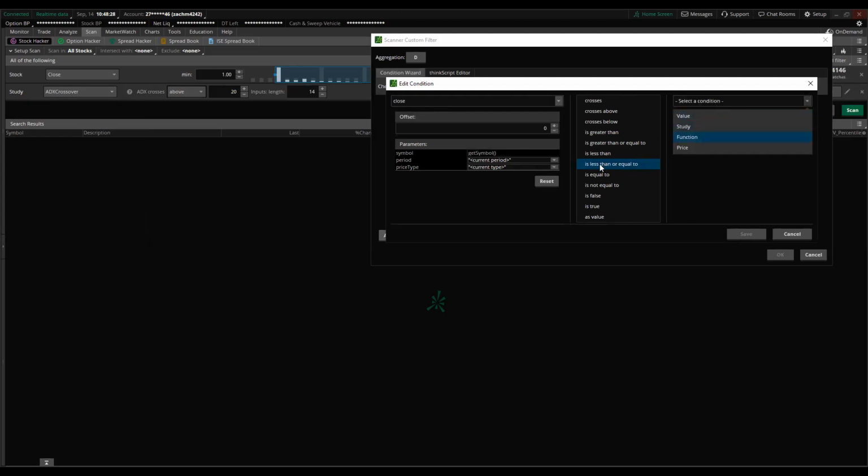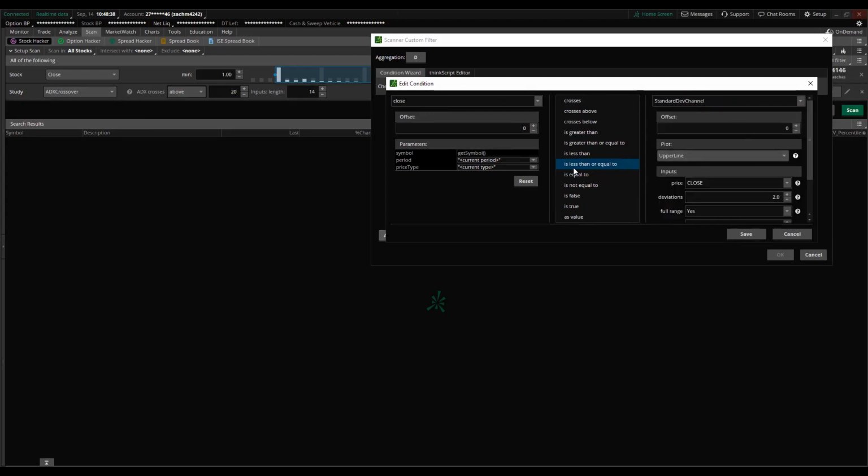So we click "is less than or equal to," and then we're going to put study right here and type in standard. After we type in standard, you can see the standard deviation channel, and we want price to be less than or equal to the lower line. This means that these stocks are potentially oversold. They're trading less than or equal to the lower line of their standard deviation channel.